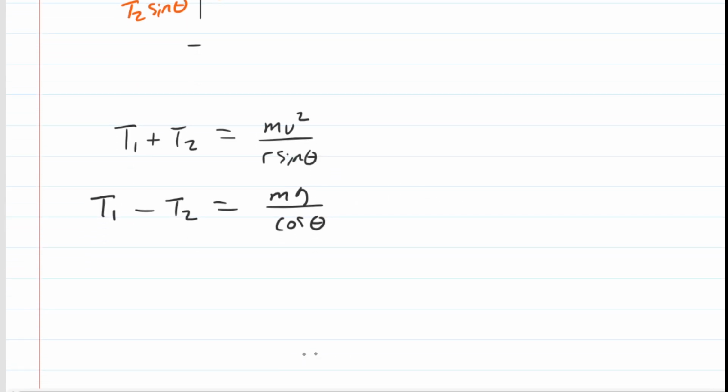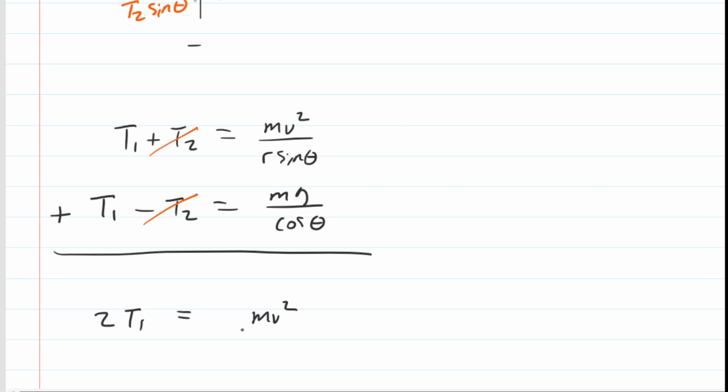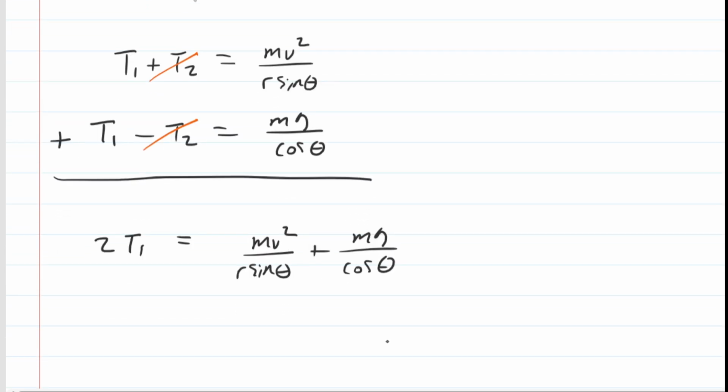Now we can begin to see the usefulness of our arrangement here, because we're going to actually add these equations together. And if you look carefully, the T2s are going to cancel because you're adding T2 to negative T2. T1 plus T1 is going to equal 2T1. And then over here, admittedly, it's a little bit messy. We're going to have mv squared over r sine theta plus mg over cosine of theta. So that would be our setup.